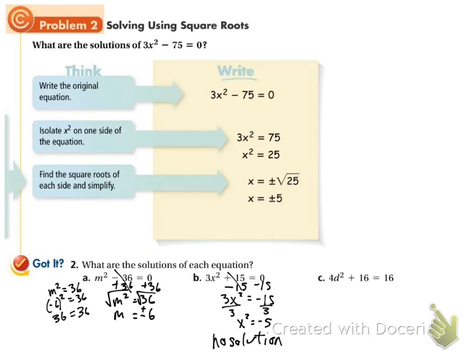Then let's solve our last one here. I'm trying to get d squared alone. So add 16. I get 4d squared equals 0. Divide by 4, but that's not going to do anything really, right? Still just 0. Take the square root. Since we can't have a positive and a negative 0, our answer is just 0. So we have one solution, and it's d equals 0.